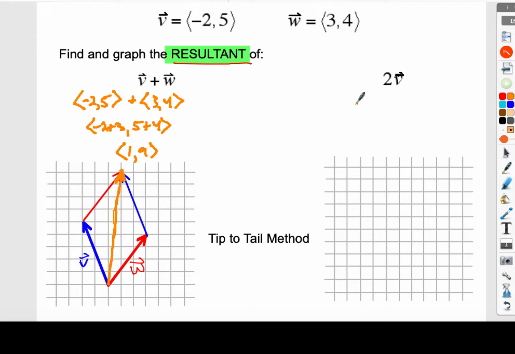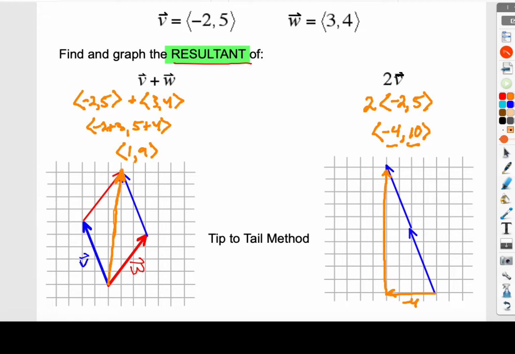Let's do the same thing with 2v. We could say 2 times the component form, -2, 5. Algebraically, we can find this by distributing our 2. 2 times -2 is -4. 2 times 5 is 10. And if we actually took our vector v and transferred it over here, starting it way down at the bottom, and then took another vector v, 2 of them, doesn't it look like we basically went left 4 units, -4, and up 10 units, right there.